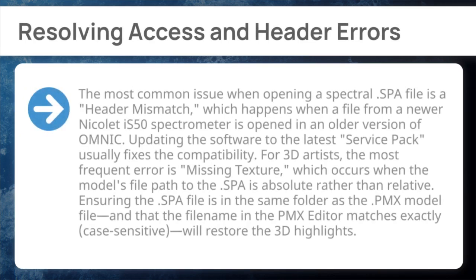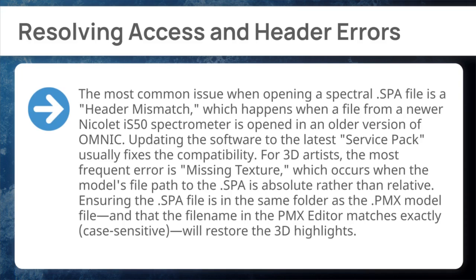Finally, resolving access and header errors. The most common issue when opening a spectral SPA file is a header mismatch, which happens when a file from a newer Nicolet iS50 spectrometer is opened in an older version of OMNIC. Updating the software to the latest service pack usually fixes the compatibility.